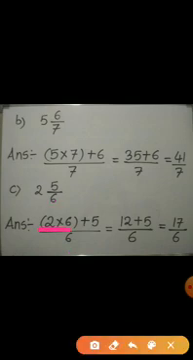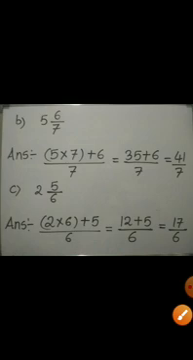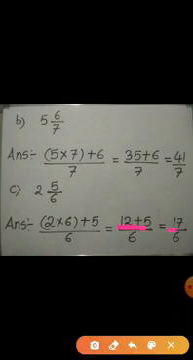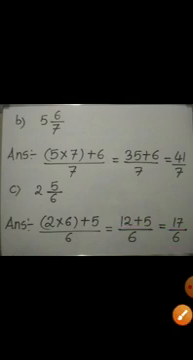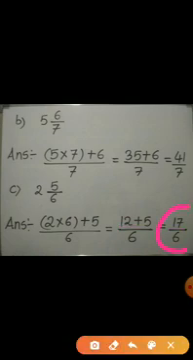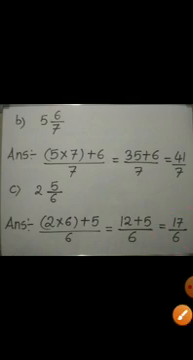Now 2 into 6 becomes 12, plus 5 we write as it is, and denominator will be same, which is 6. Now 12 plus 5 is equal to 17 and denominator will be same, which is 6. Hence the improper fraction is 17 upon 6. So children, likewise you can convert any mixed fraction as an improper fraction.